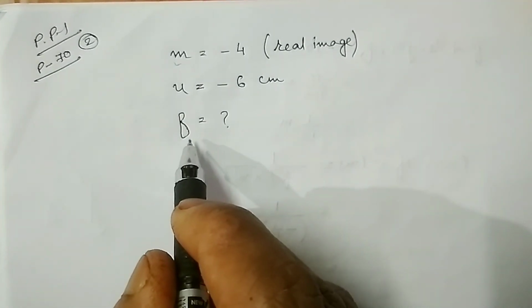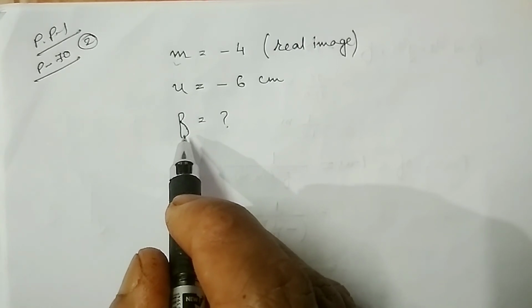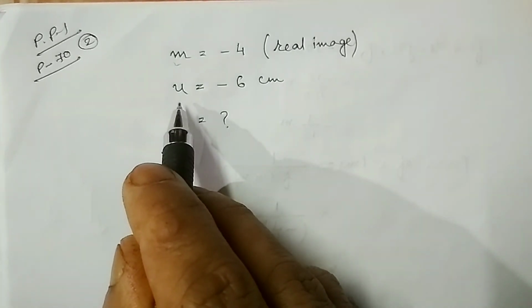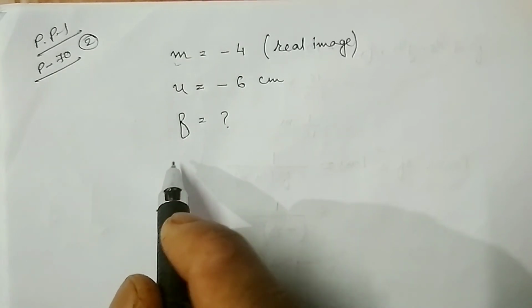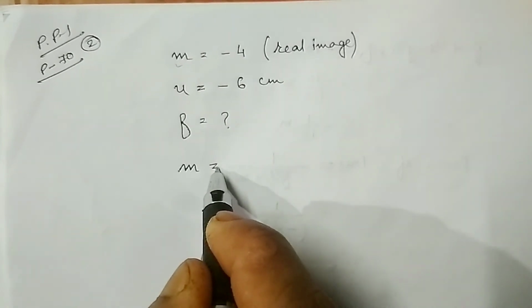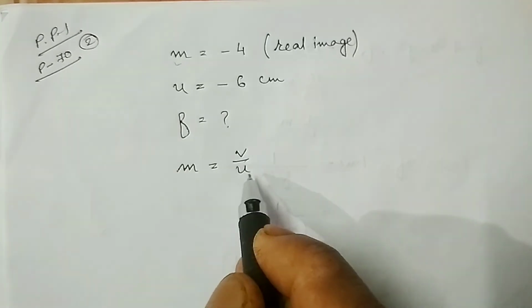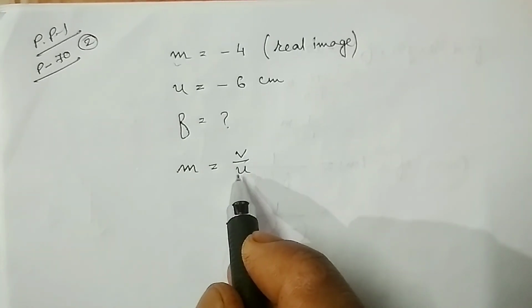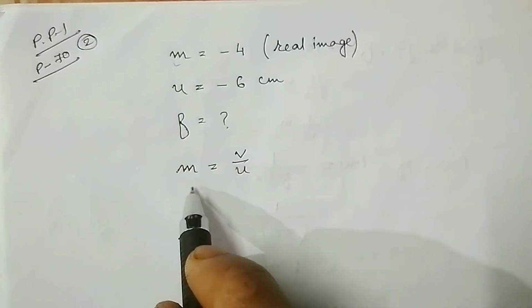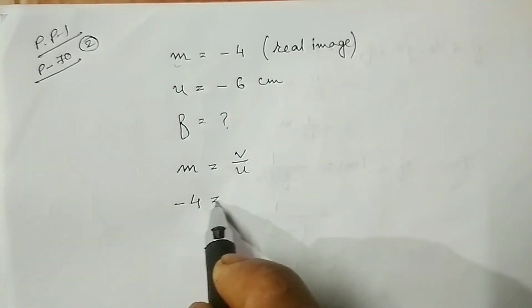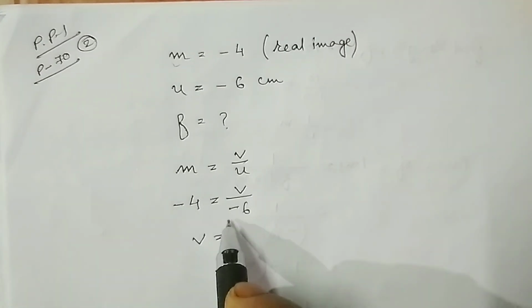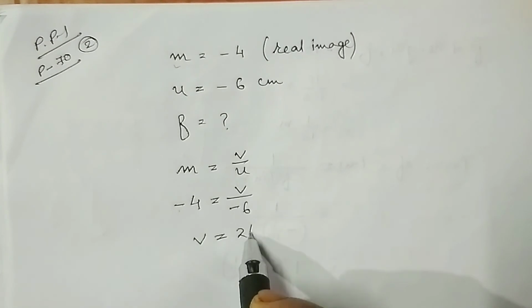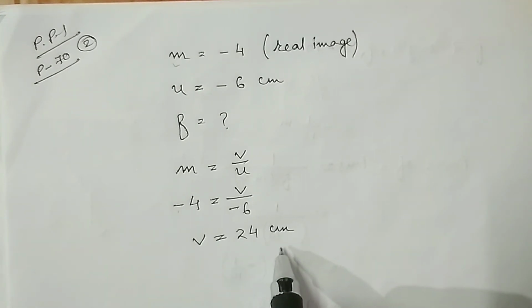Okay, so focal length of a lens cannot be calculated without knowing u and v. Here v is not known, that means image distance is not known. So first of all we will calculate v, and after that we are going to calculate focal length of the lens. Now we know magnification of a lens is v by u. In case of mirror it is minus v by u, but in case of a lens magnification is v by u. Here magnification is minus 4 equals v by u, u is minus 6. So if I cross multiply, I am going to get minus minus plus, 4 sixes are 24. Therefore image distance is 24 centimeter.